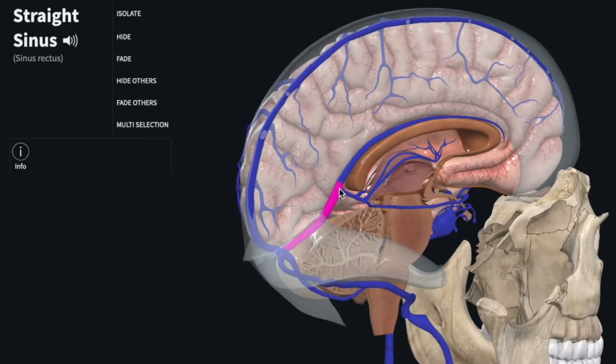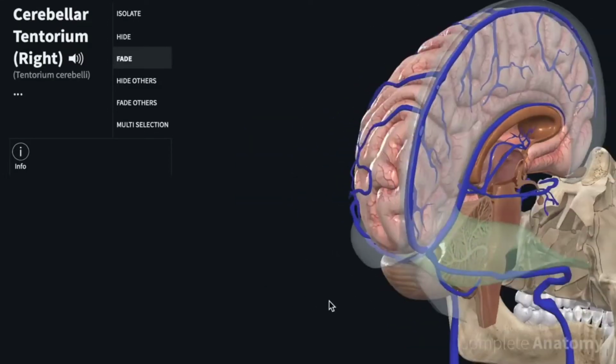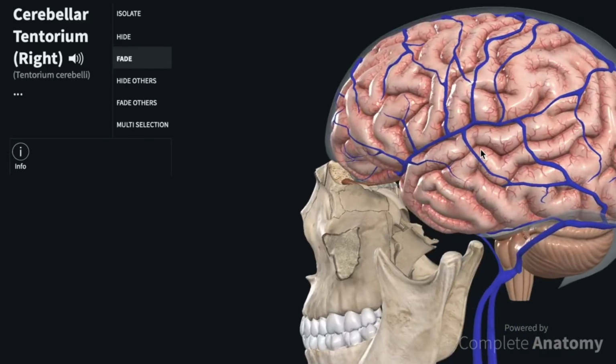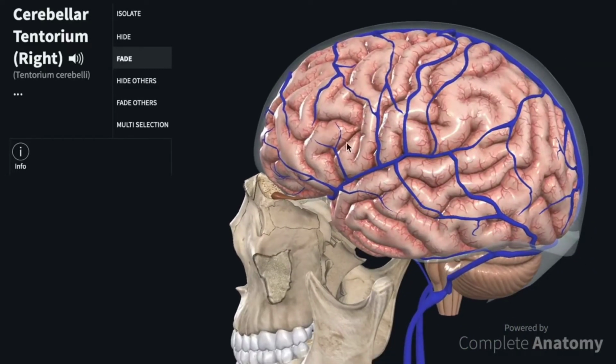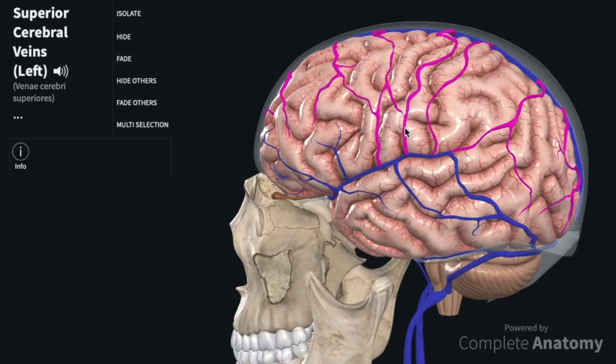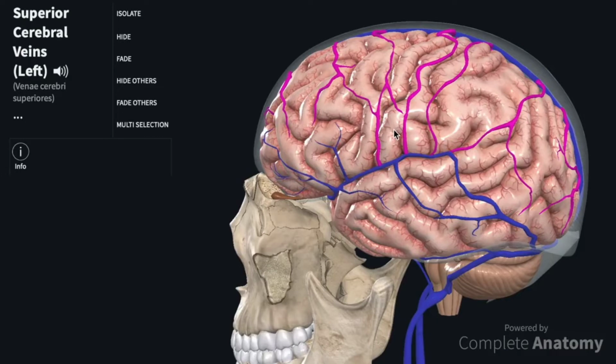Next, we're going to talk about the superficial venous drainage, and to do so, we're going to have to rotate the model around laterally. So we can see here the lateral aspect of the cerebrum on the left-hand side, and we can see that there are several veins. These can be grouped into a group of superior cerebral veins and a superficial middle cerebral vein. So let us first look at these superior veins.